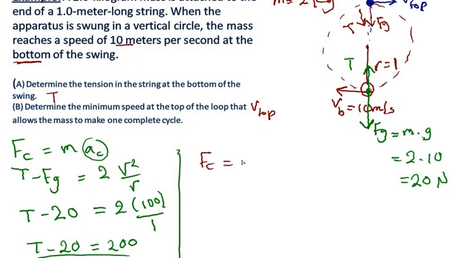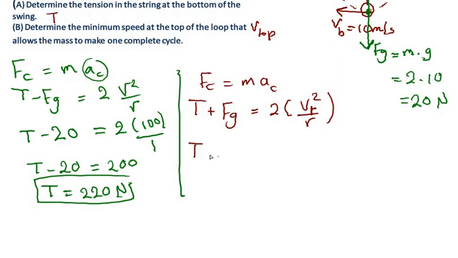Again, Fc equals mac. Fc is the tension plus Fg, and this is equal to the mass 2 times v squared over R. This is v at the top, the unknown. T is unknown, plus Fg, which is the mass times 10, again it is 20, and this is equal to 2 times v at the top squared over 1.